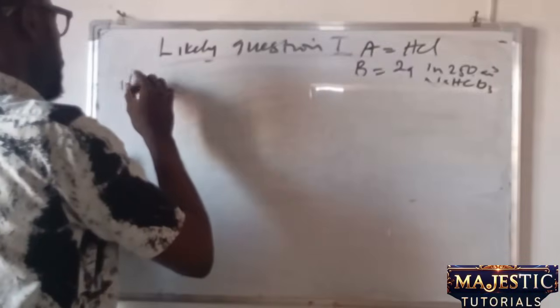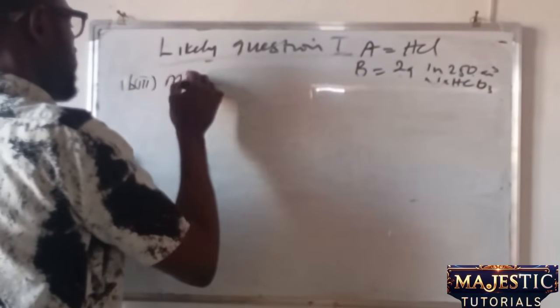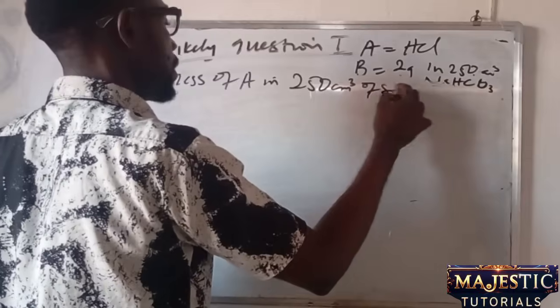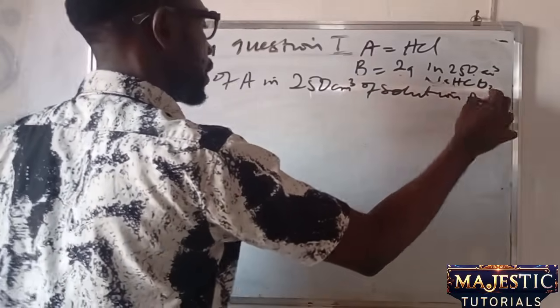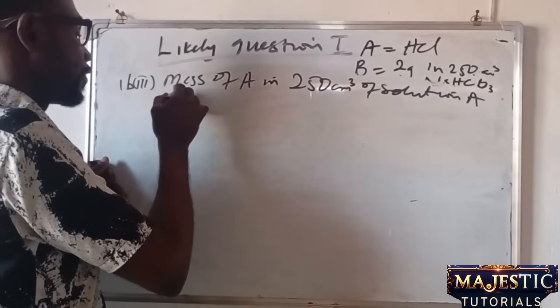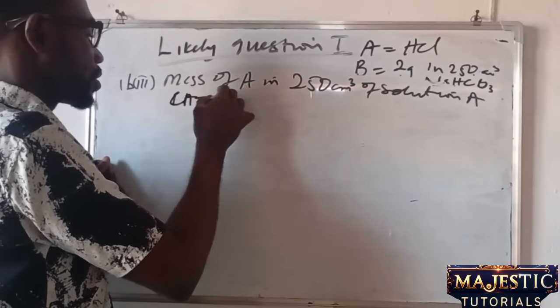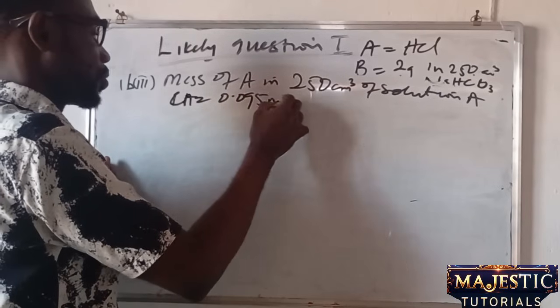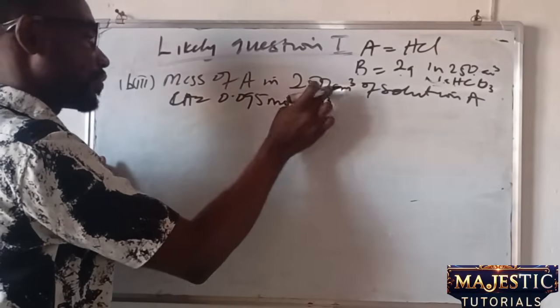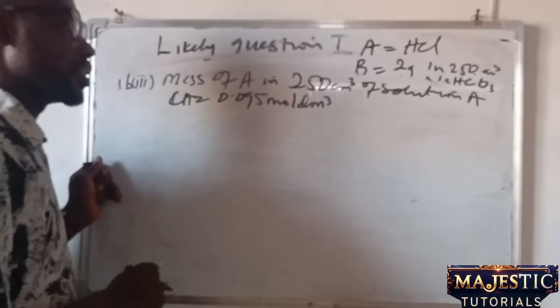So we move to BII. Mass of A in 250 cm cube of solution A. We now go by what is the molarity of A. Ca we got 0.095 moles per dm cube. That means how many moles are in 1 dm cube? So we have to find the equivalent mole that is in this given volume.